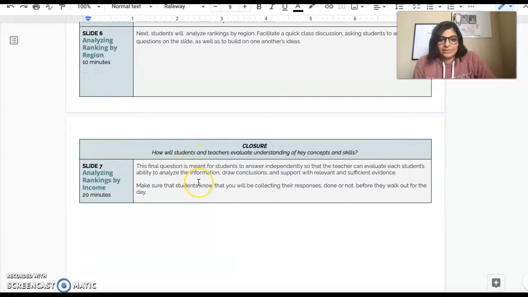Just making sure I didn't miss anything here. Yeah, I would collect them done or not before they walk out for the day, just so that you do have that data. But of course, all of these decisions are yours to make because you're the ones in the space making the magic happen.